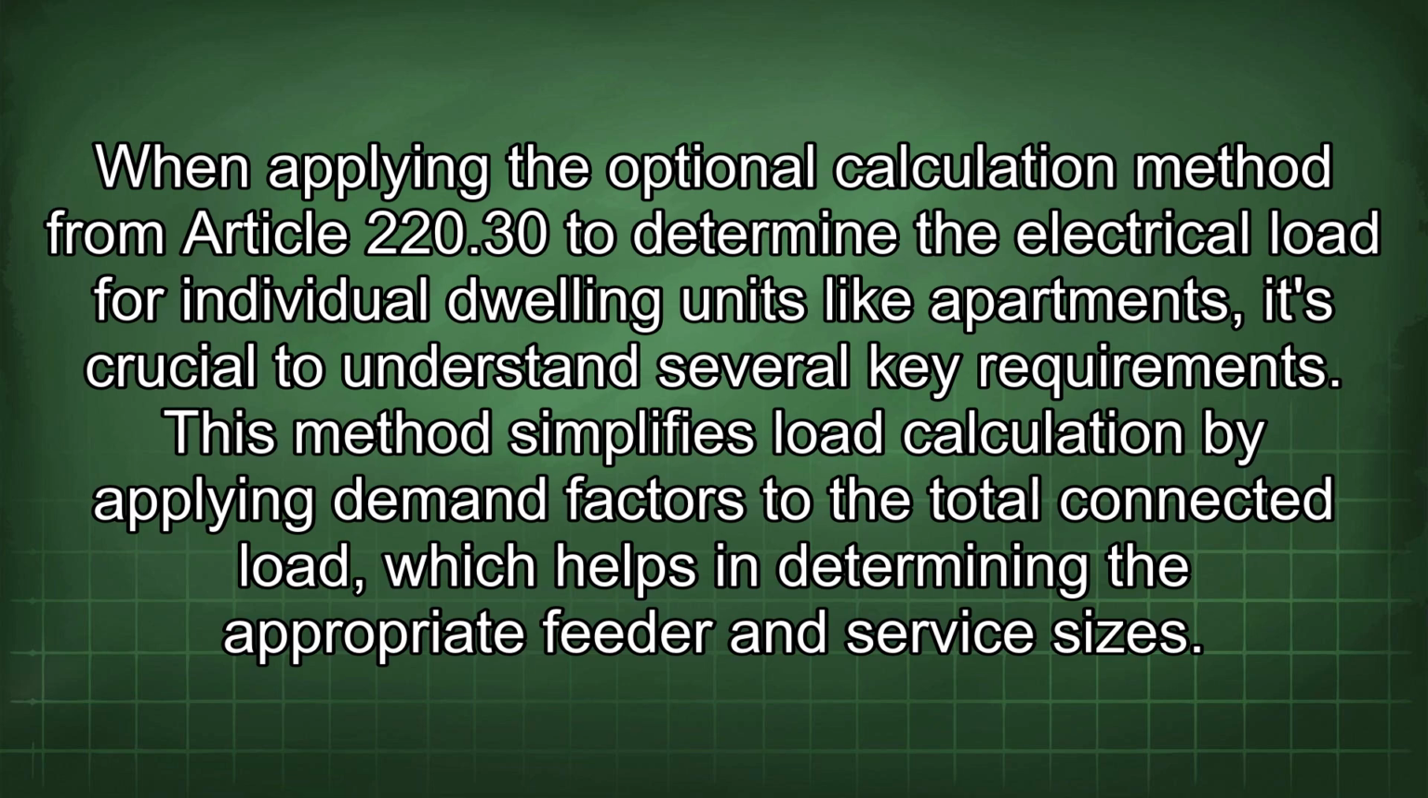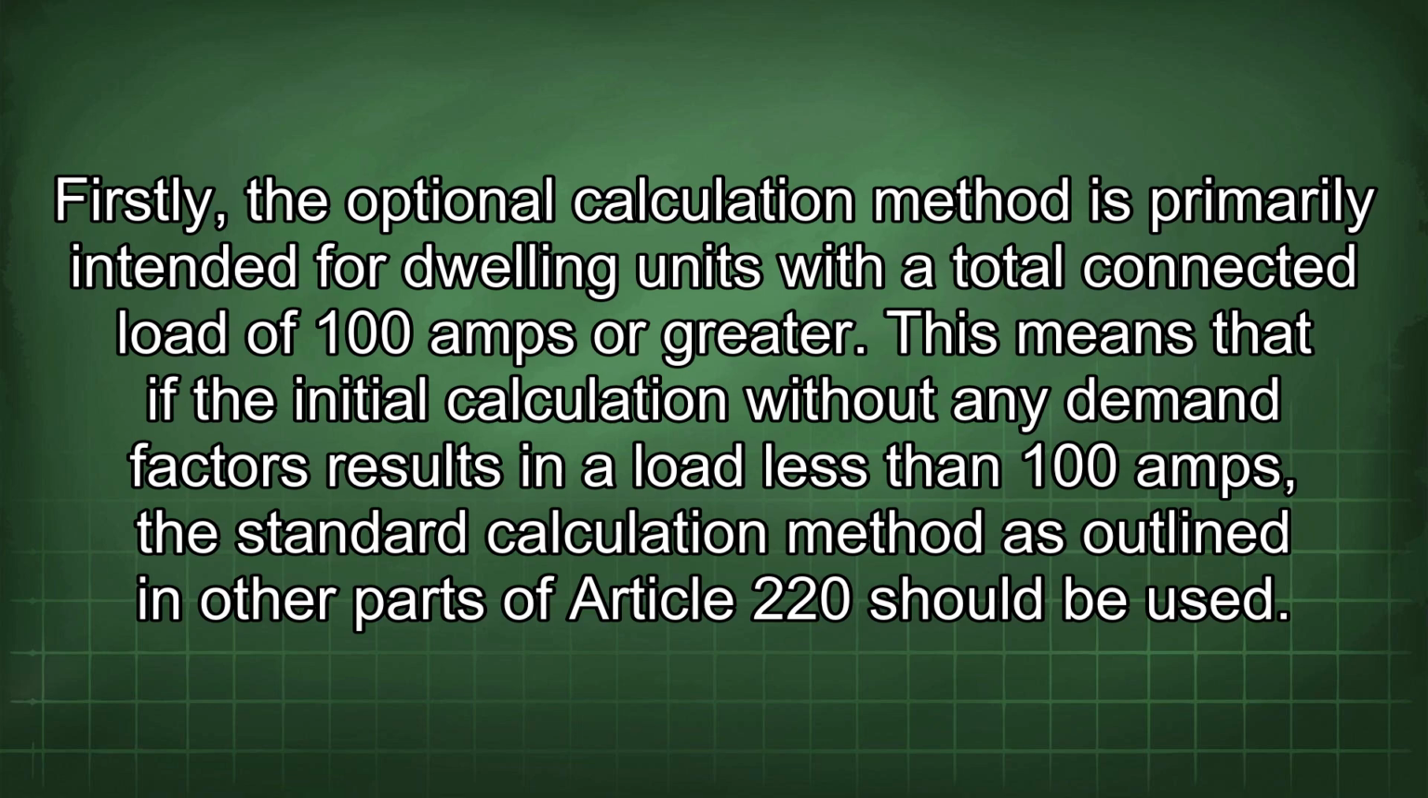This method simplifies load calculation by applying demand factors to the total connected load, which helps in determining the appropriate feeder and service sizes. Firstly, the optional calculation method is primarily intended for dwelling units with a total connected load of 100 amps or greater. This means that if the initial calculation without any demand factors results in a load less than 100 amps, the standard calculation method as outlined in other parts of Article 220 should be used.